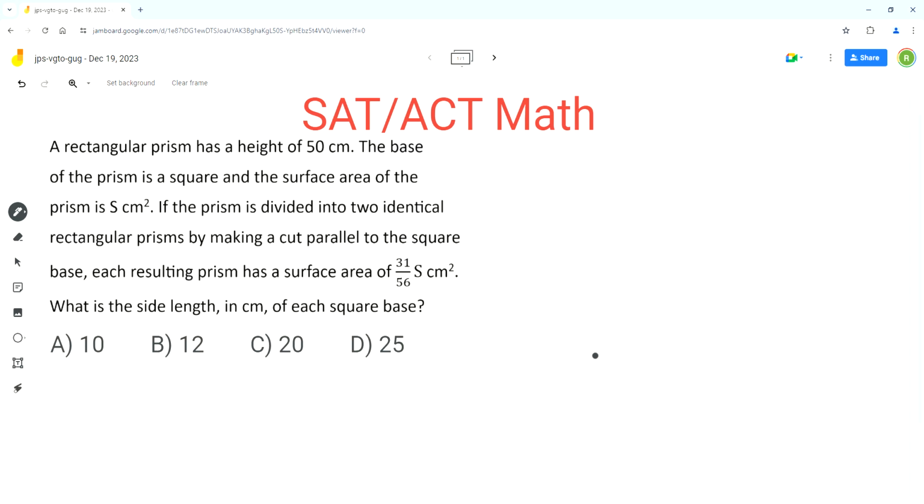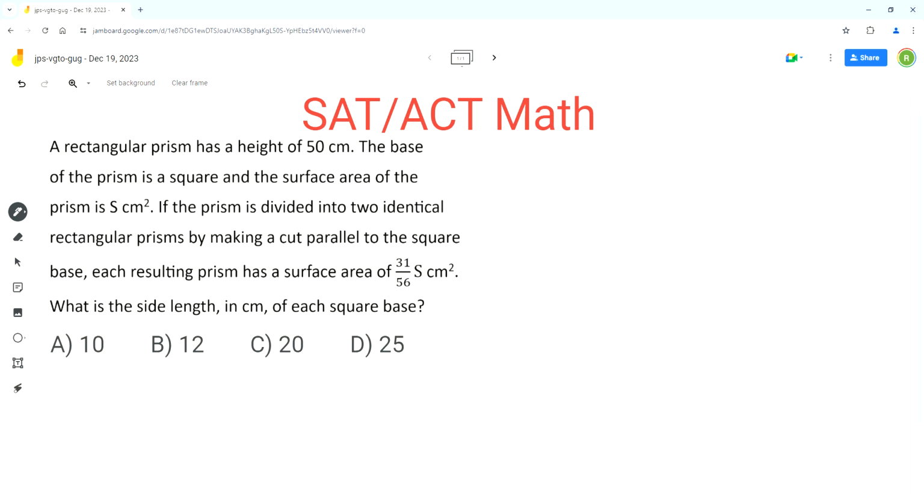So in this video, we'll solve this 3D shape word problem. As per the problem, a rectangular prism has a height of 50 centimeters, the base of the prism is a square, and the surface area of the prism is S centimeters squared. If the prism is divided into two identical rectangular prisms by making a cut parallel to the square base, each resulting prism has a surface area of 31 over 56 S centimeters squared. What is the side length in centimeters of each square base? So we have to find the side length of the square base.